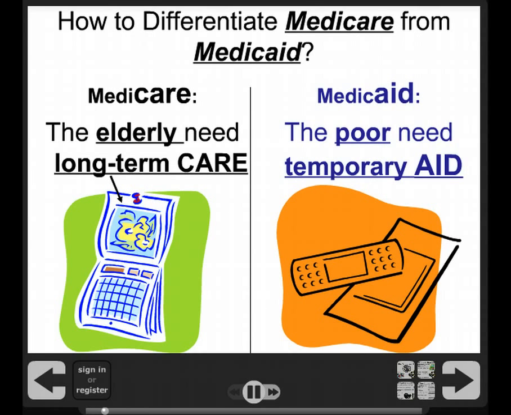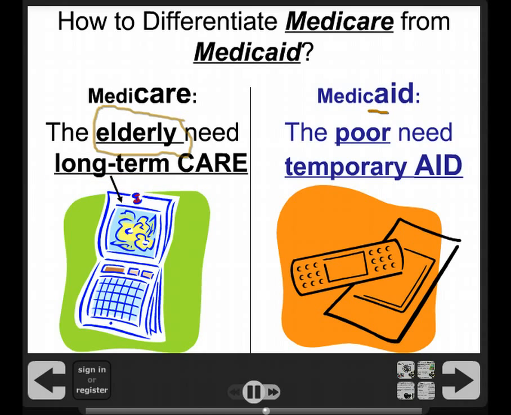We're going to look a little bit more closely now at the difference between Medicare and Medicaid. If you look at the word Medicare, you see this word care. And care is something that you need long term. You need to be taken care of for many, many years. And elderly people need to be taken care of for many, many years. To help you remember that, I think of a calendar, because a calendar is long term.